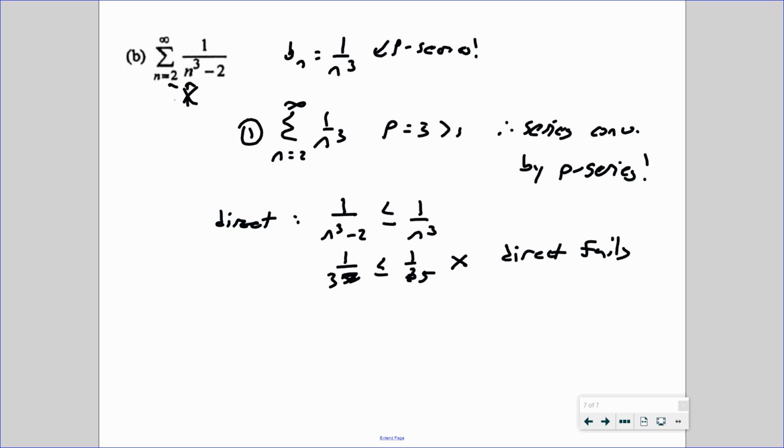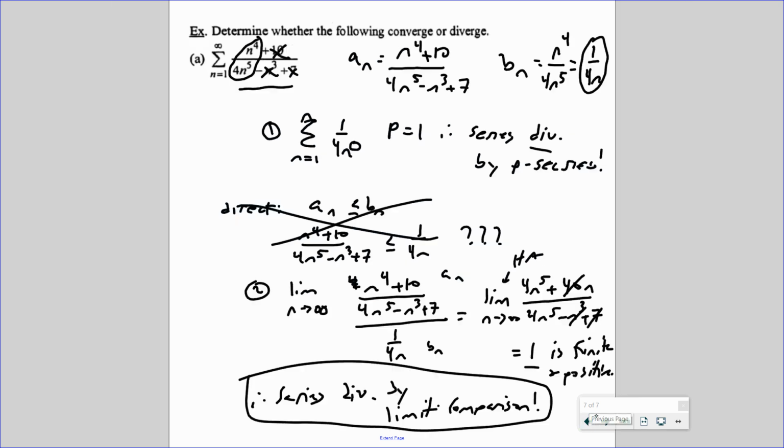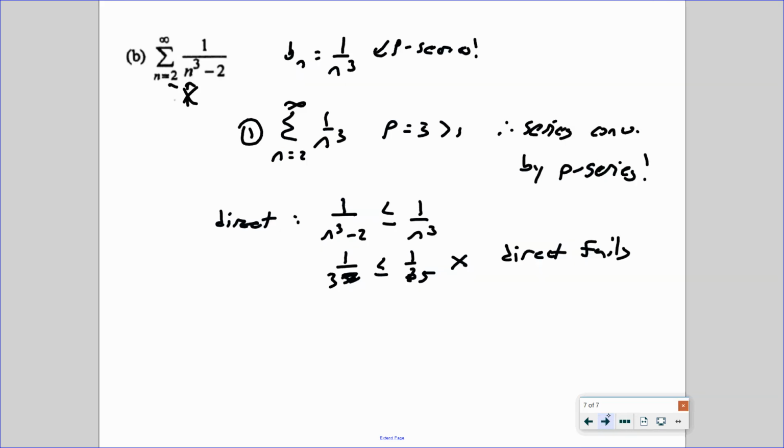So in the first one, we just said, hey, I don't even want to test it. Like in example number 2, we didn't even want to test it. Of course, I messed up there. That should have been greater than or equal to because it diverged. Sorry about that. But either way, we just didn't want to test it because it's too complicated. So we use limit comparison. Here, we directly know that direct fails, so we can't even use it at all. So we go to limit comparison.